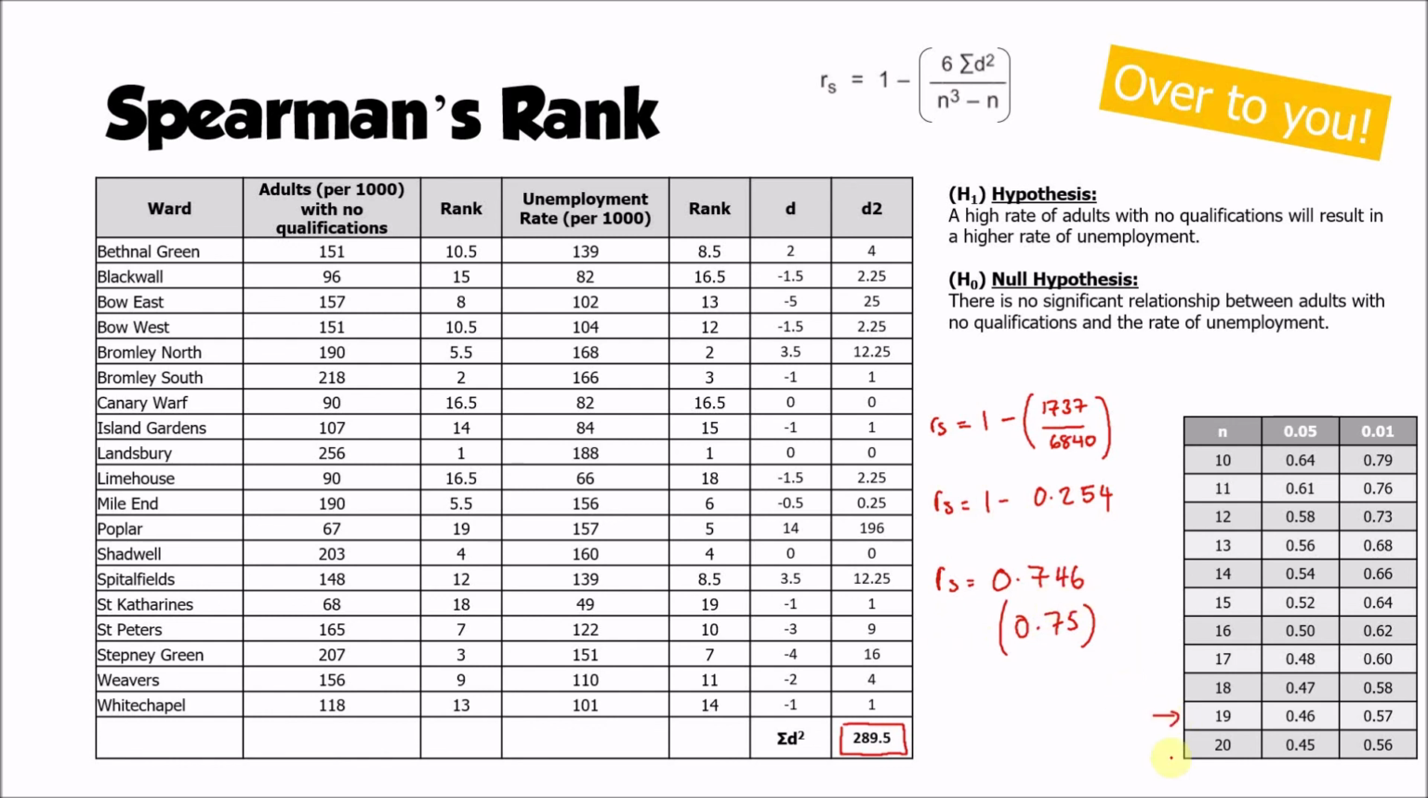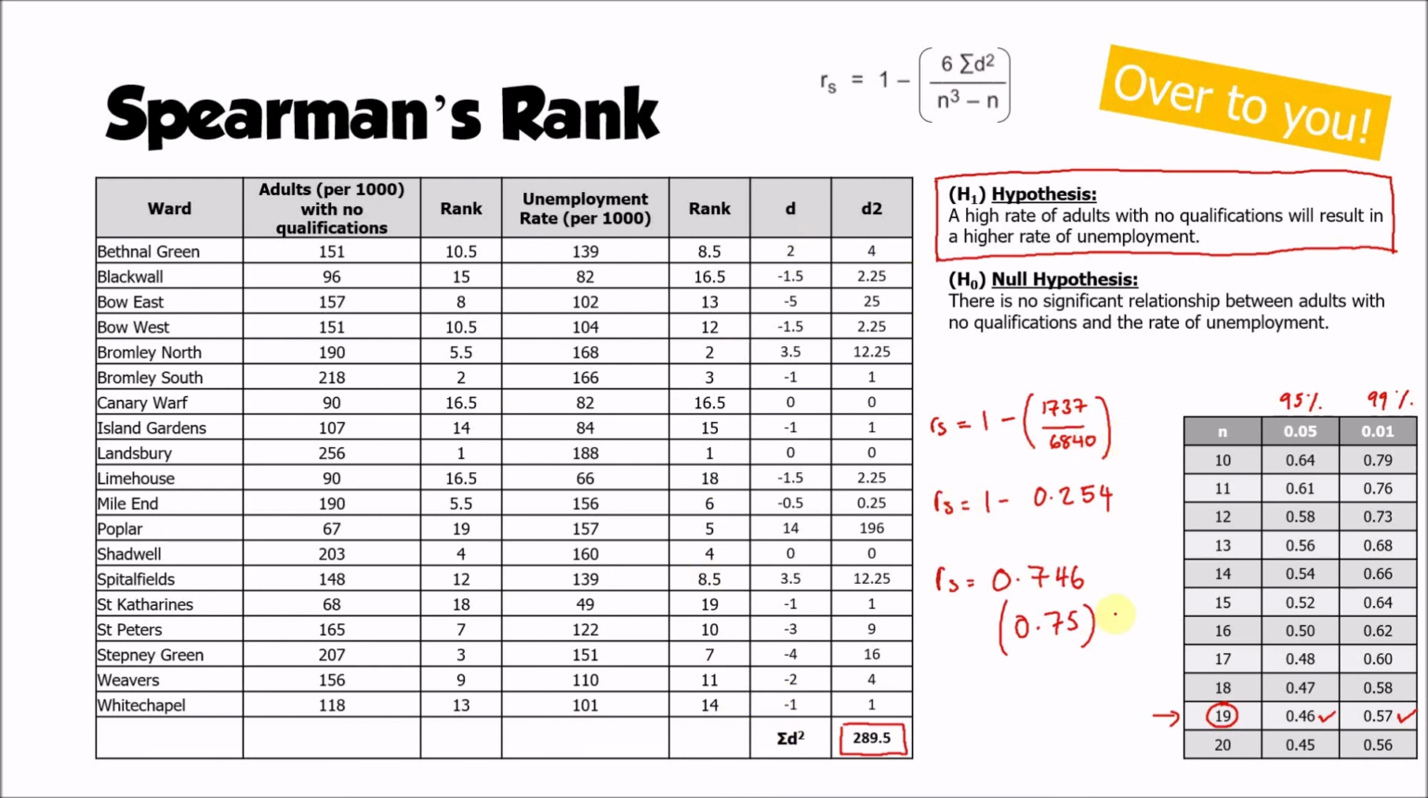The final thing we needed to do was to have a look at this row of our table because we have 19 wards, 95% level, 99% level. We're above this value, so we can be 95% confident, and we're above this value here, so we can be 99% confident when we accept our hypothesis that a high rate of adults with no qualifications results in a higher rate of unemployment. Well done if you managed to get all of those rankings correct in the table.